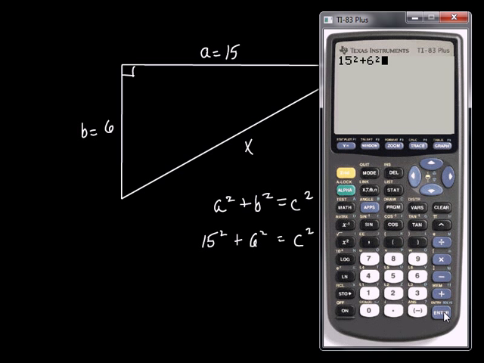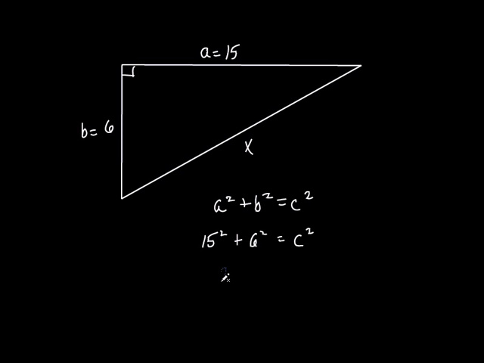Some of these you can do in your head, but we'll just put it in the calculator anyway. And that's 261. So that's 261 equals C squared. Well, that's not how long this is. Now think about it. Please make sure that you look at your answer and see if it makes sense before you write the answer down.